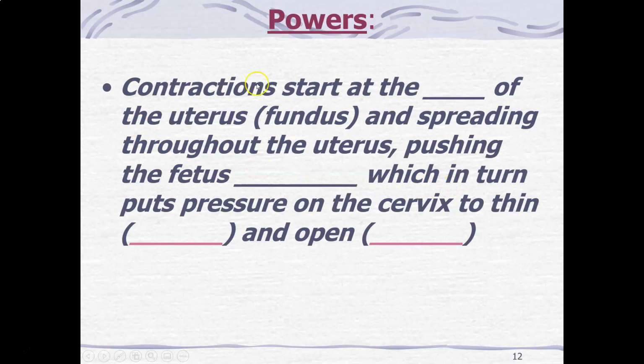Okay, sorry. Powers. Contractions start where? Well, they start at the top of the uterus, which is called the fundus, and spread throughout the uterus, pushing the fetus where? Downward, which in turn puts pressure on the cervix to thin. What was the word for thin? That would be efface, and to open, and that would be dilate.